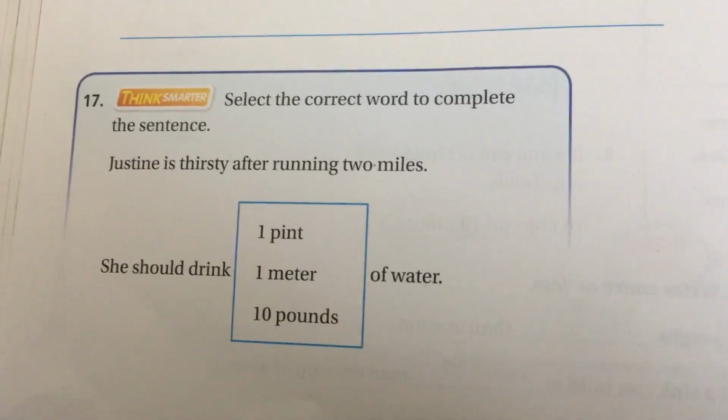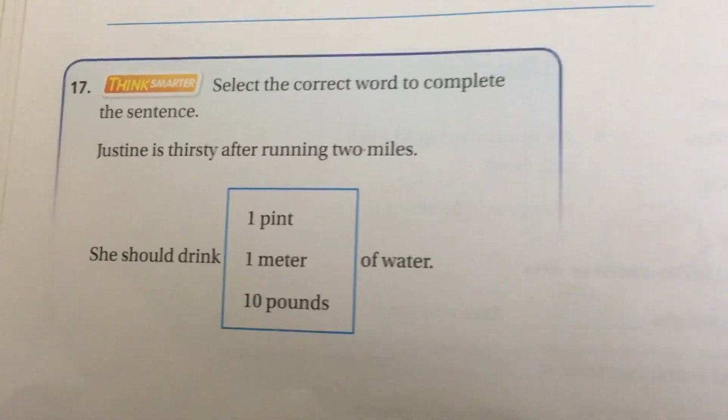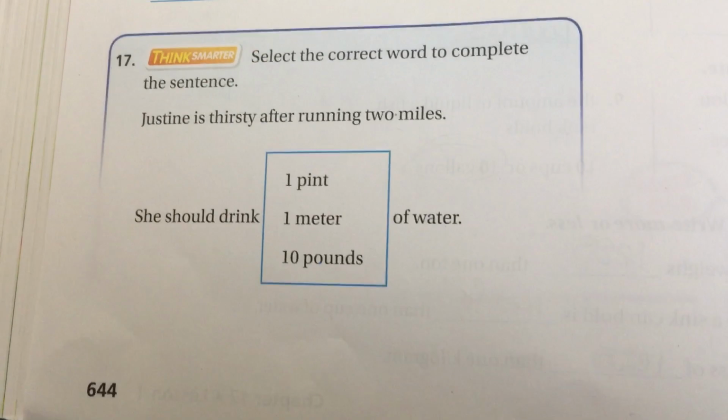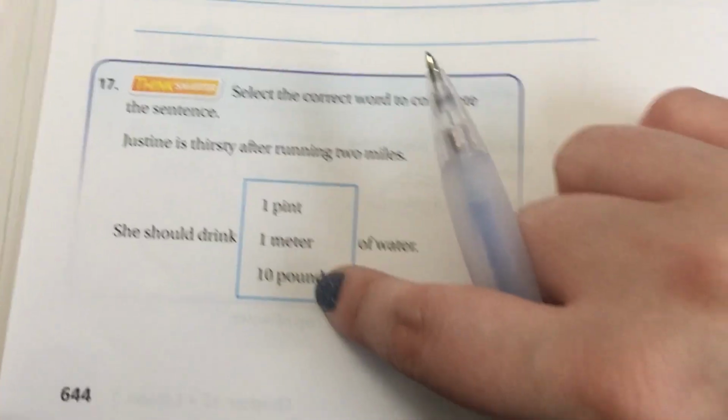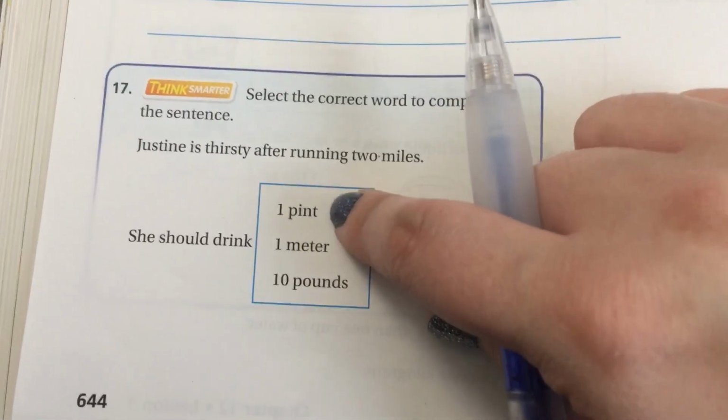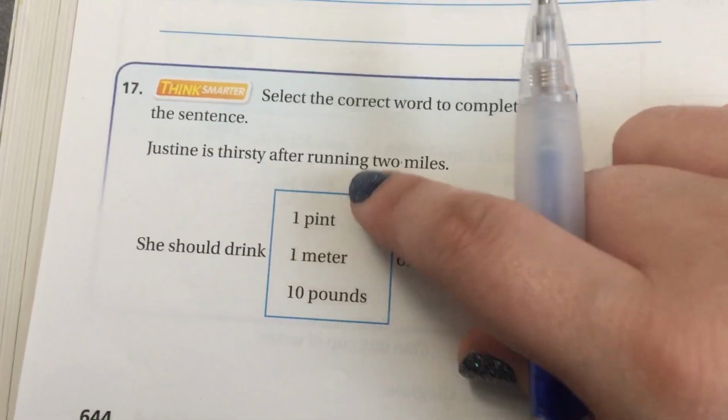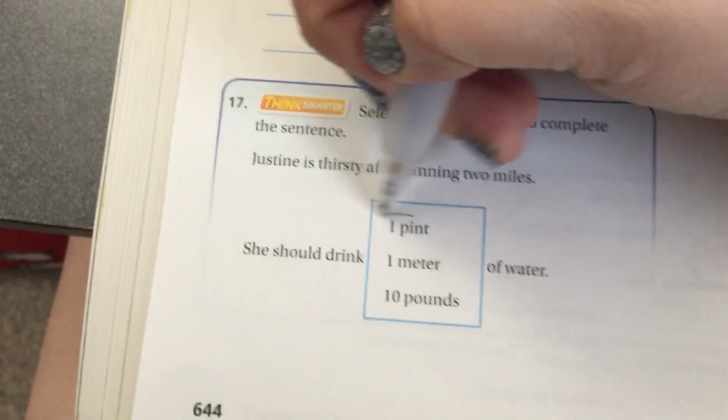And the last one, select the correct word to complete the sentence. Justine is thirsty after running 2 miles. She should drink 1 pint, 1 meter, or 10 pounds of water. Now, we don't measure water in pounds. We don't measure water in meters. We measure it by volume, which is pints. So she would drink 1 pint.